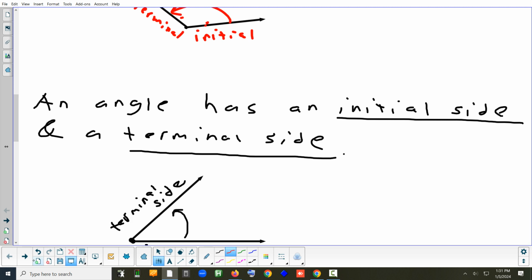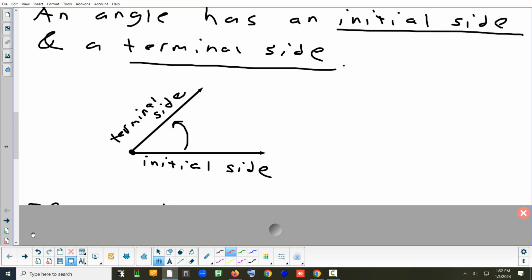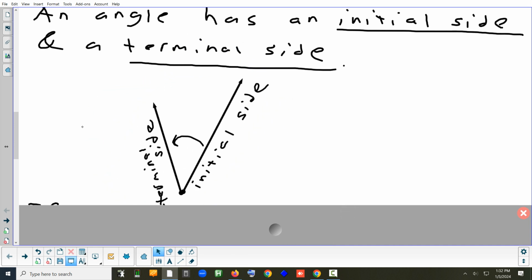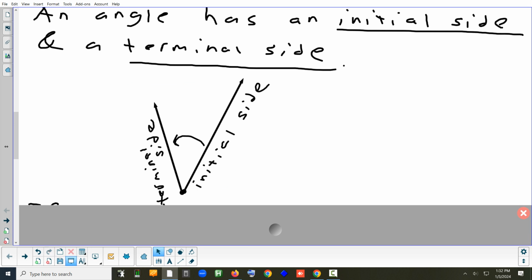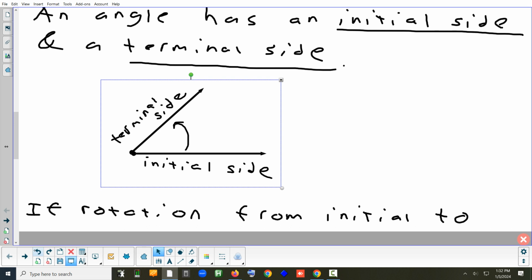Here's another picture of the same kind of thing. If you took your angle and rotated it, that doesn't change anything. If we group all that together and now rotate it, the initial side is the one pointing up and to the right, and the terminal side is the one pointing up and to the left. It doesn't matter how it's rotated. I will tell you that normally there is a certain way we like to put the initial side. It's not like that. That's more typical. We usually put the initial side horizontal. But you could do it like that. Any question on the initial side versus the terminal side?